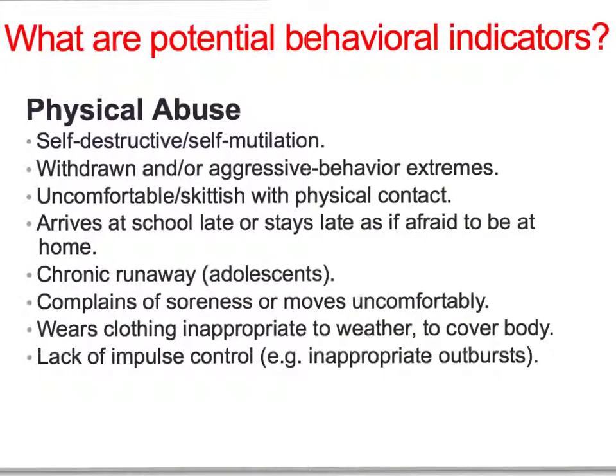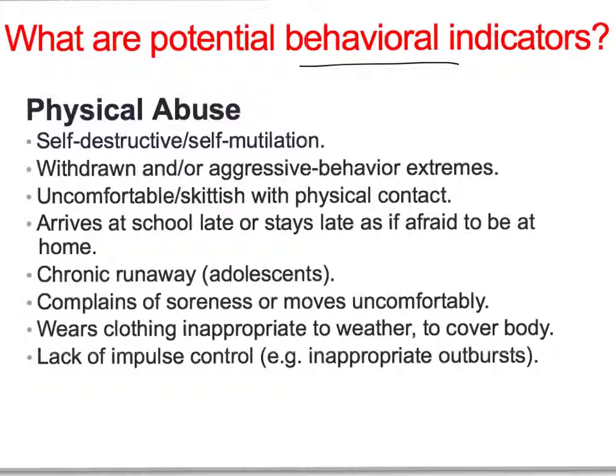Now, how is someone going to behave when they're a victim of physical abuse? So, behavioral indicators. Self-destructive or self-mutilation. If they're withdrawn or aggressive, either of those behavioral extremes will work. Uncomfortable or skittish whenever there's physical contact.